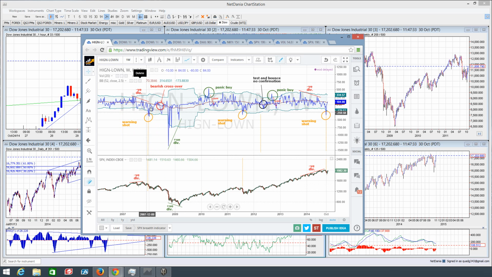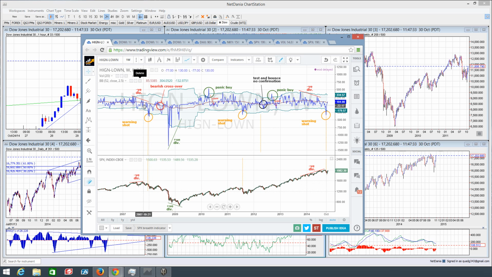Now, we did get a warning shot. We had an extreme oversold condition with the indicator moving below the 2.5 standard deviation of the Bollinger Band on a weekly basis, right around here. That was our warning shot. It was an indication that this market was willing to move to oversold levels that it wasn't comfortable with before. You can see back during this uptrend that the breadth indicator was bouncing back and forth inside the Bollinger Band.